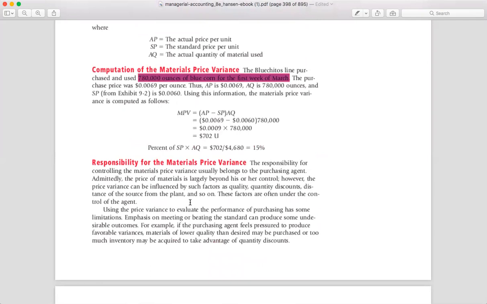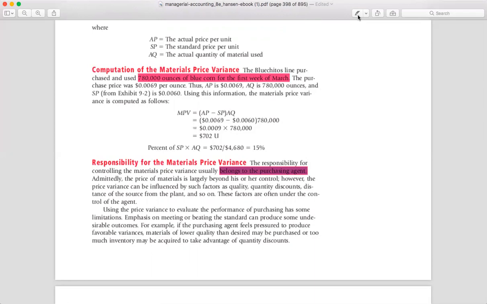And then the responsibility for controlling the material price variance actually belongs to the purchasing agent. You have to know who is responsible for this part, because you have to know what needs to be improved on that part, and make sure that you really understand your responsibility. Probably you can be a purchasing agent.